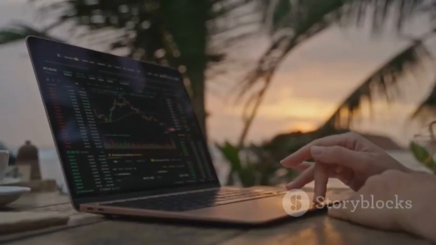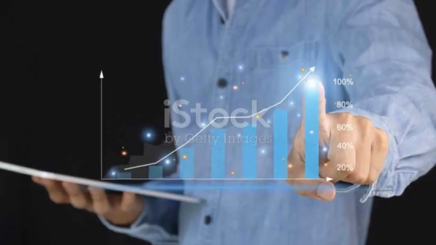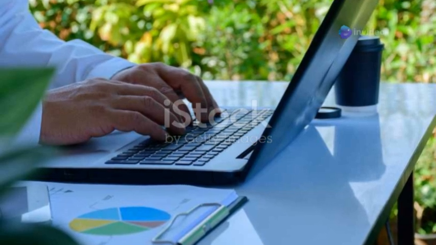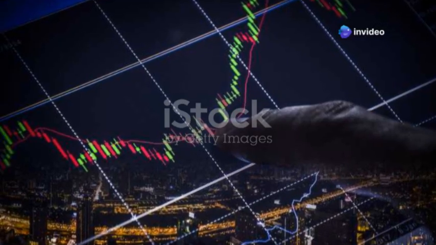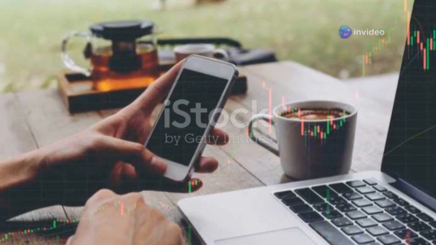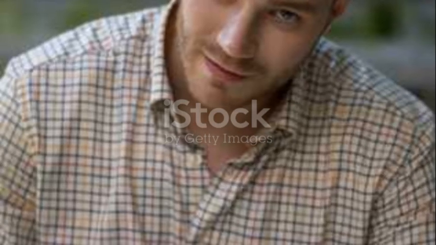Candlestick charts help traders spot trends. They can see if a price is going up, down, or sideways. Traders use this information to make trading decisions. They can identify potential buying or selling opportunities. Understanding candlestick charts is essential. It's like learning the language of the market. Once you understand the language, you can read the story.